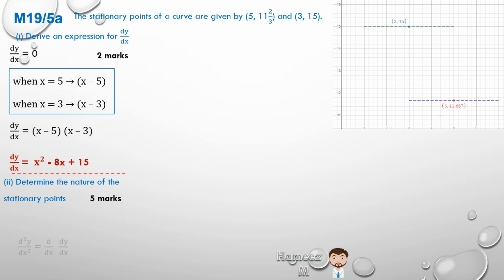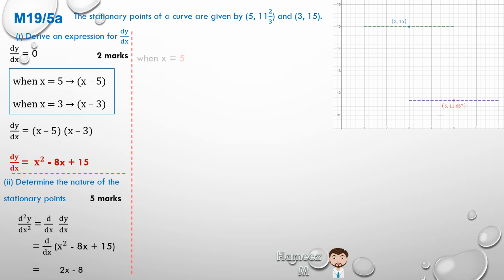Now part 2, determine the nature of the stationary points. Find the double differential. So d2y/dx squared will be the differential of dy/dx. And we know dy/dx from part 1, so we can substitute. So that will be equal to d/dx of x squared minus 8x plus 15, and if we differentiate that, it will give us 2x minus 8. So when x is equal to 5, and we substitute, d2y/dx squared is 2 by 5, is 10 minus 8. 10 minus 8 is 2, which is greater than 0. So that indicates it's a minimum point.